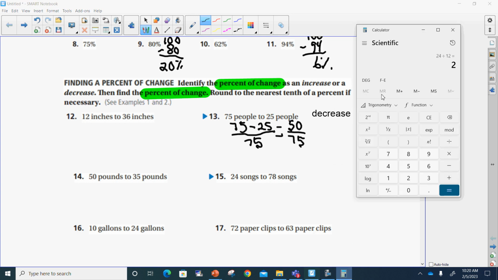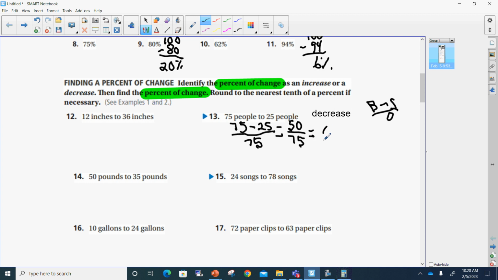Now I take 50 and divide it by 75. That's going to give me 0.6 repeating. Now think about it, when you write this out, it's going to be 0.66666 forever. So when I move my decimal 2 places to turn it to a percent, it's going to be equal to 66.6 repeating percent.